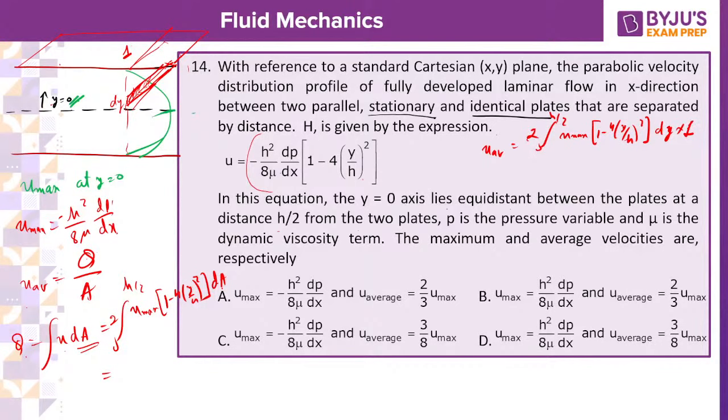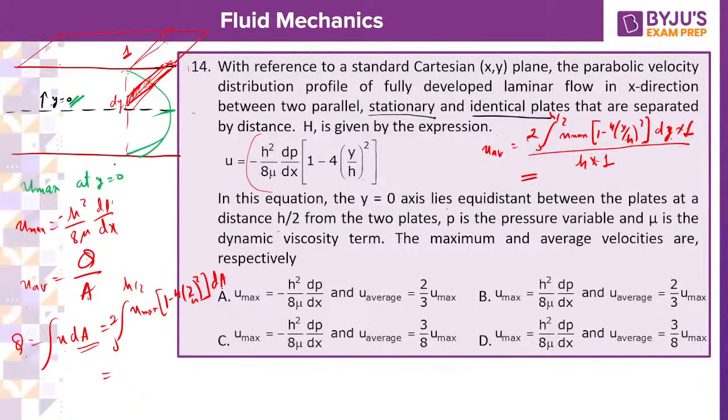I have taken 1 as the width. There is no variation in the width direction, right? Divided by the total area. What is the A? I know the height. Total height is h, and the width of the plate I have considered as 1. So the total area will be h into 1. That's all. Now integrate this with respect to y, and simply you will get the u average value.